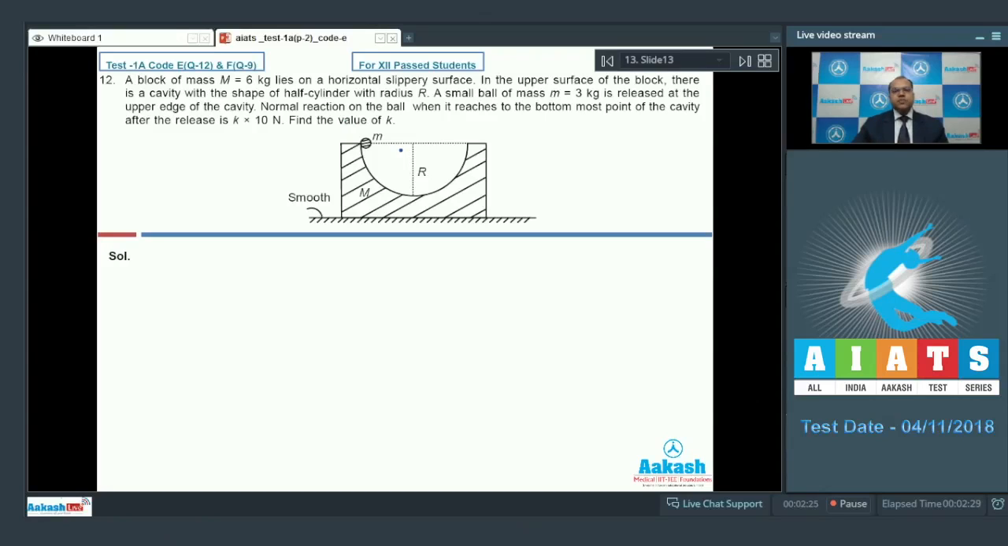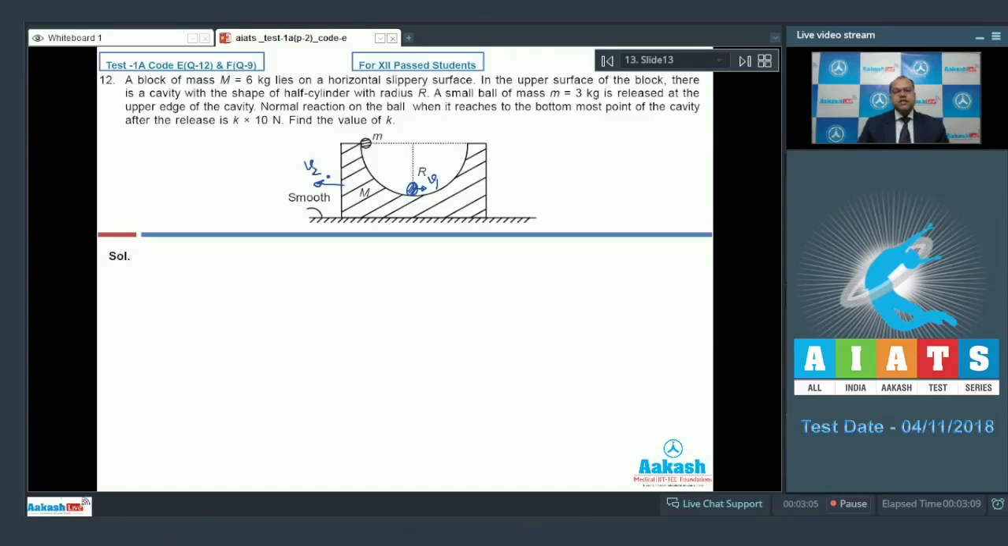Since the surfaces in contact are smooth, the motion of the ball of mass m is under the action of two forces, that is gravitational force and normal reaction. Since the work done by the normal reaction is 0, at the instant when the ball reaches this position, the velocity of the ball is v1 and the velocity of the block of mass M is, let's say, v2.